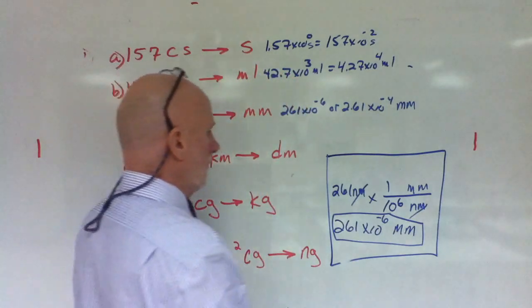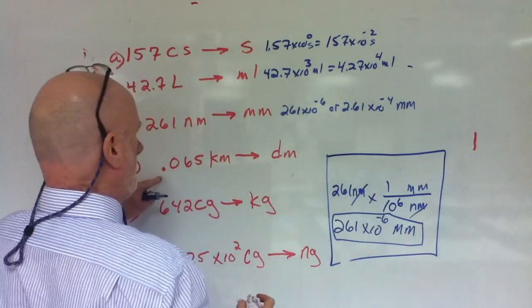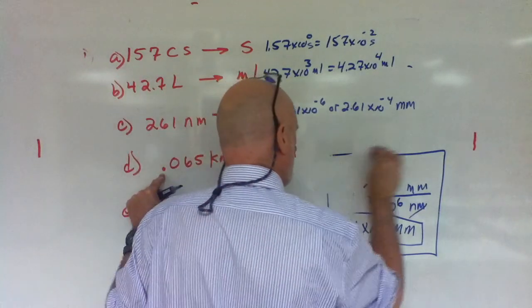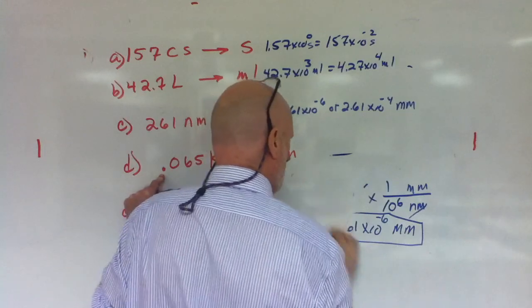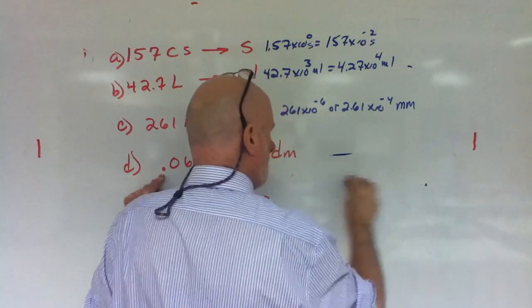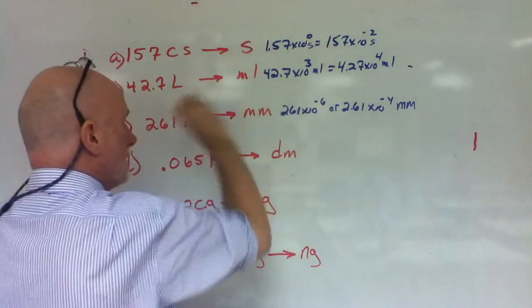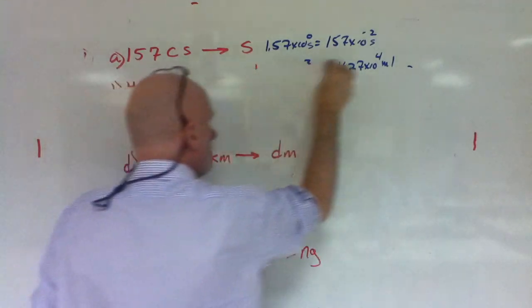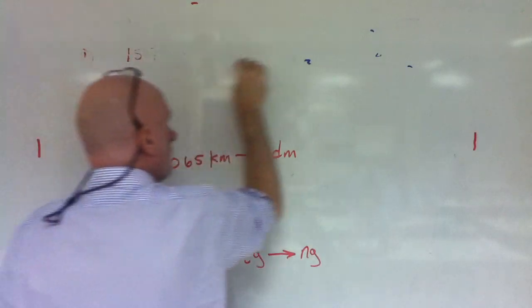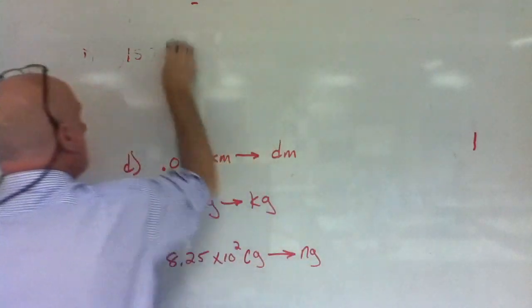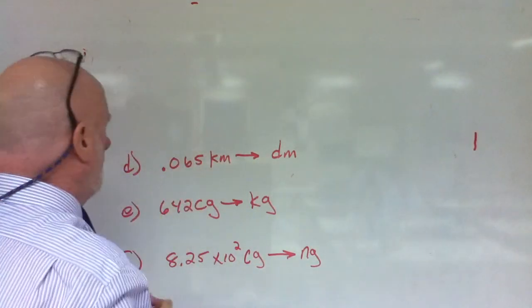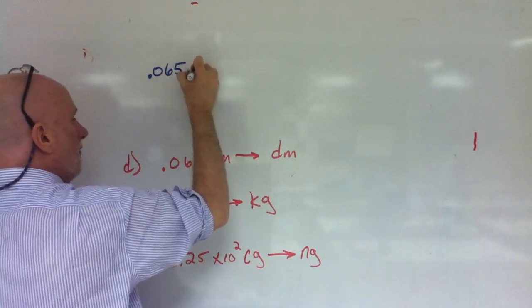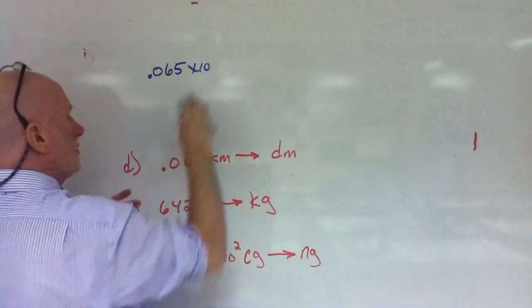Okay. Now what? This one? Okay, can I erase these? Okay, so it'll be 0.065, just 0.065, right?